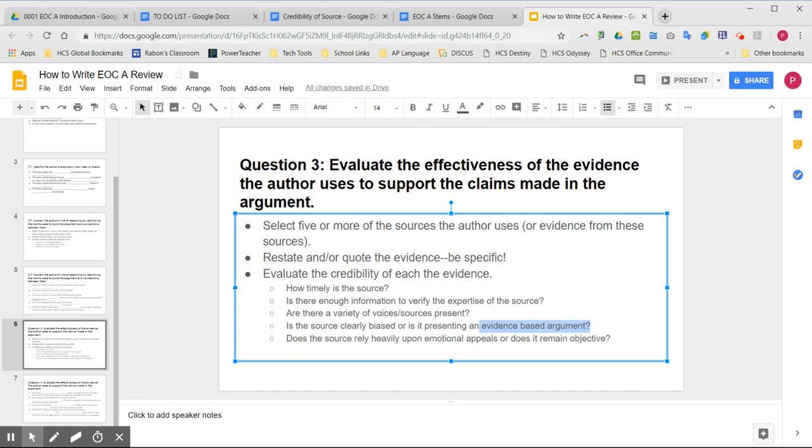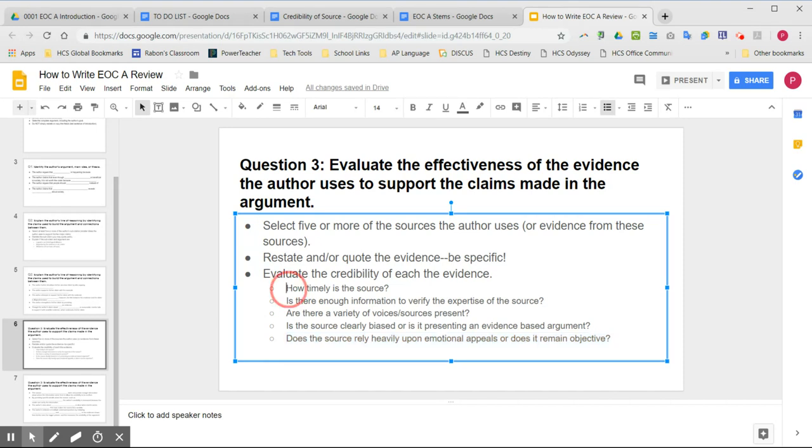An evidence based argument that's well done should bring up the other side's point, should bring up things that may be criticisms and deal with those. So that's something to also deal with. Does the source rely heavily on emotional appeals or does it remain objective? All right, if the source is all emotions, then that's going to lower its credibility. If the source remains objective, that's going to increase its credibility.